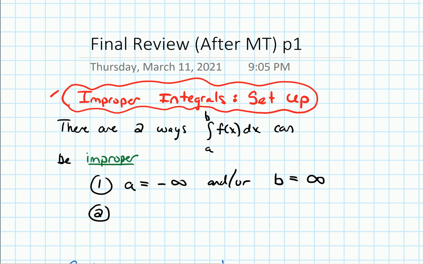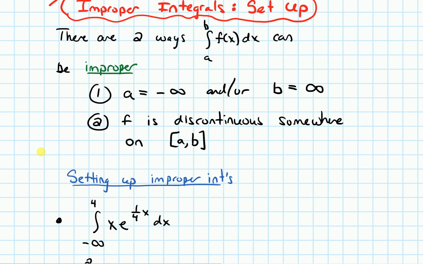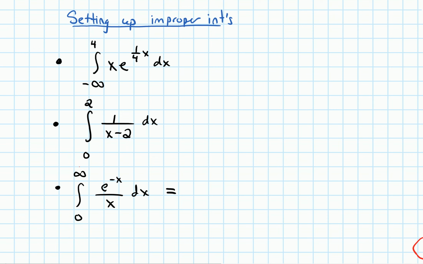The second situation is if our function f is discontinuous somewhere on the closed interval from a to b. Those are the two ways an integral can be improper. So next, I want to look at a few examples of how I would begin the process of setting up improper integrals and writing them as limits.